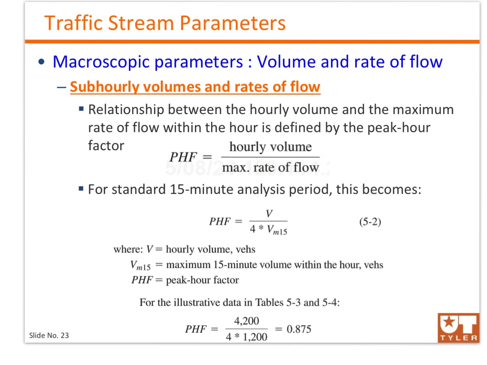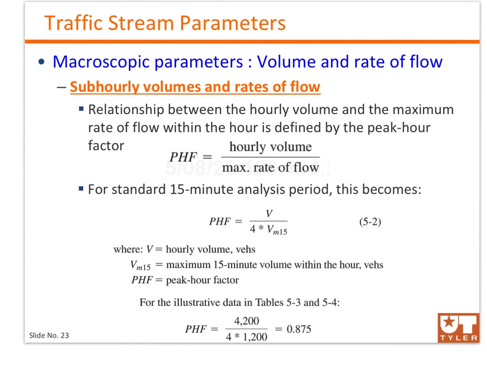So typically we measure volumes every 15 minutes, and that's why we can simplify this equation into another form, which is: peak hour factor is basically V, the hourly volume in 1 hour, over the maximum 15-minute volume within the hour, times 4. Why 4? Because I'm having 4 quarters, 4 15-minutes in an hour. If you are measuring the volume every 10 minutes, that means you're having 6 10-minute segments in the hour, then V over VM10 times 6 would calculate for you the peak hour factor.